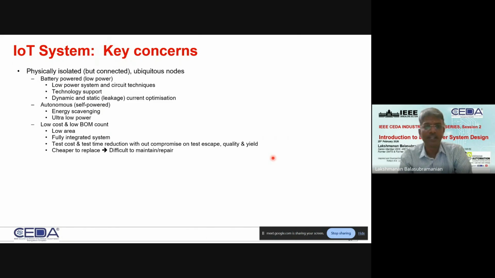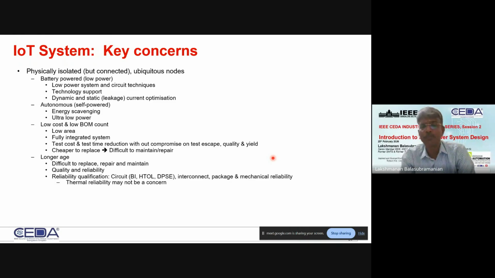Low area, fully integrated system, and obviously test cost and test time reduction, which again is a topic on its own. I won't get into the details on this in this presentation today. How the low power related test aspects can be understood, it's a field on its own. We can have a separate discussion on that. I won't get into it. Ultimately, it has to be cheaper to deploy as well as cheaper to replace, and in general, because they are difficult to maintain and repair, right?